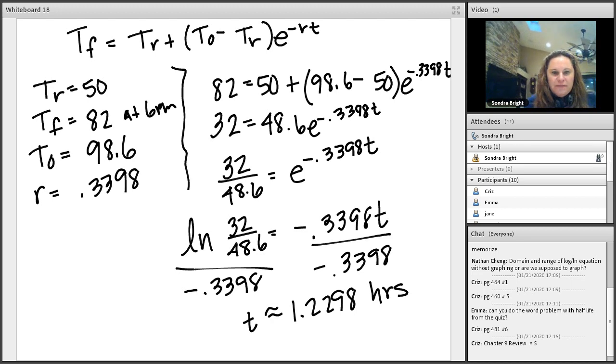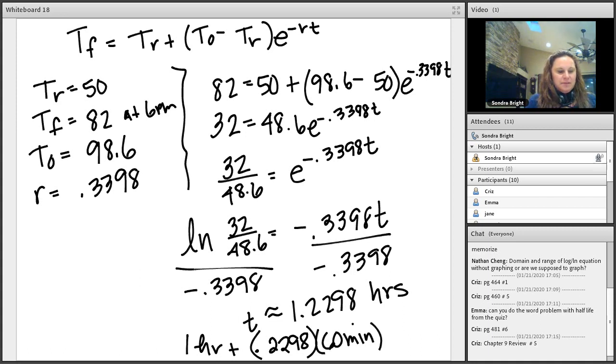How do you convert this to how many minutes? You're going to go, this is 1 hour plus 0.2298 times 60 minutes to figure out how many minutes that is. And so 0.2298 times 60 is about 13.78, so about an hour and 14 minutes.